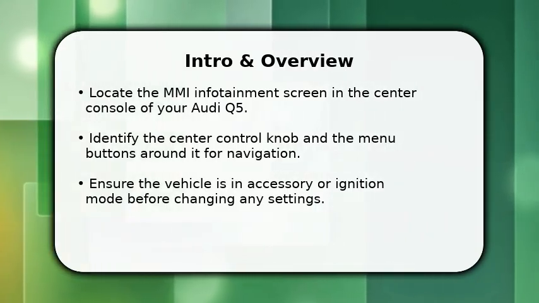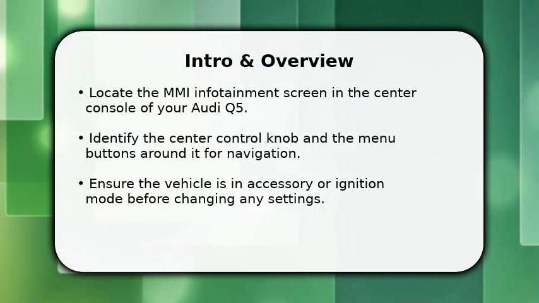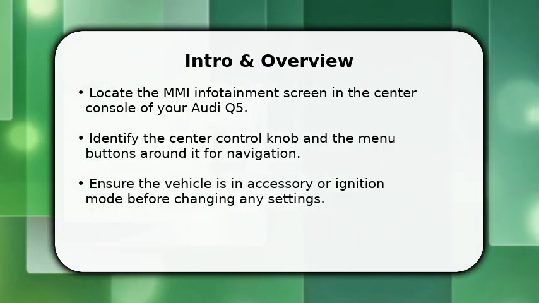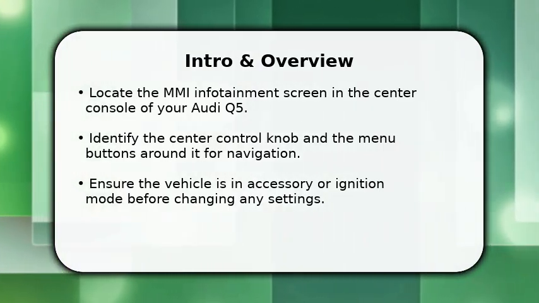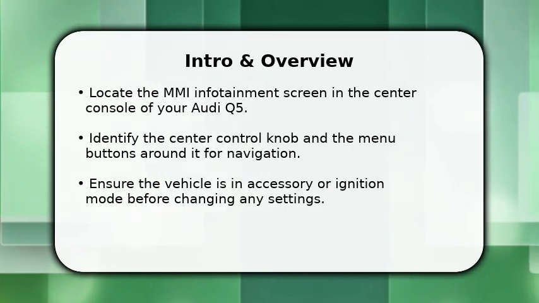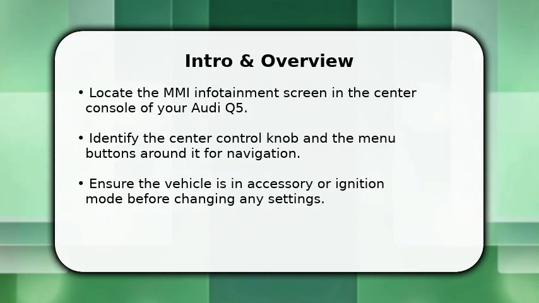Navigate to the settings or car menu and select time or clock. Use the rotary dial to adjust hours and minutes, confirm with the press function, and exit the menu once the correct time is displayed and saved.